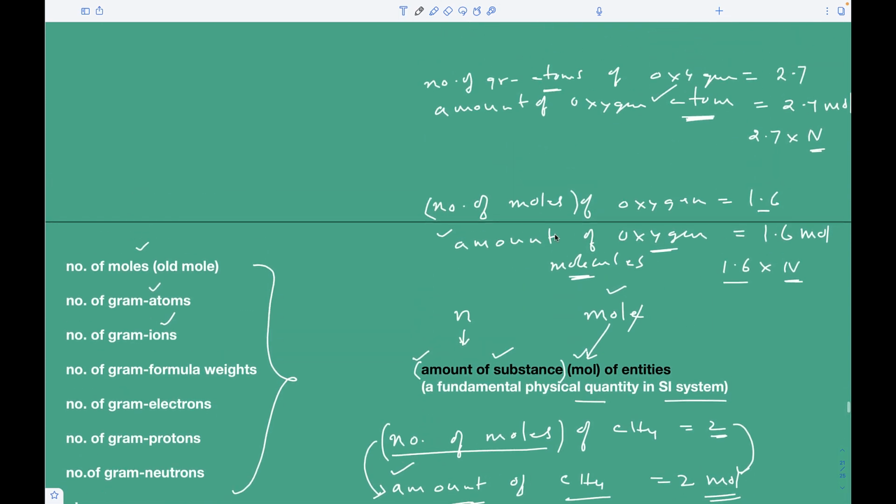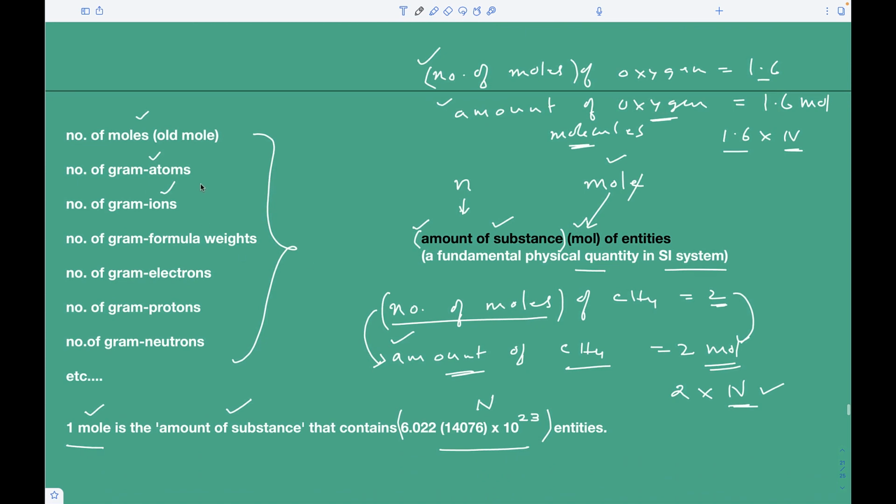Now you may ask, don't we have that confusion in the old vocabulary? No. In the old vocabulary, we have different names for different types of particles. Number of moles, number of gram atoms, gram ions, formula weights, etc. Now we replaced all of them with a single physical quantity. Because of that, sometimes we run into this kind of confusion. So to avoid that, you have to clearly indicate the kind of particles that you are talking about.